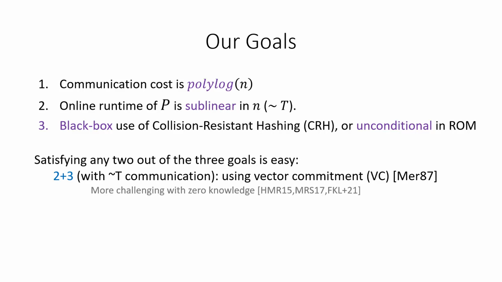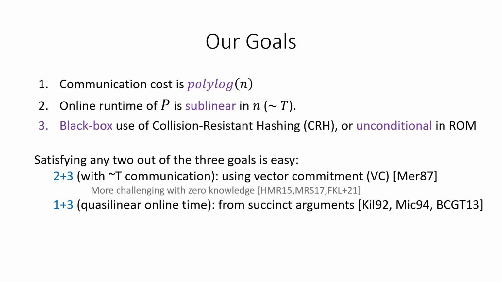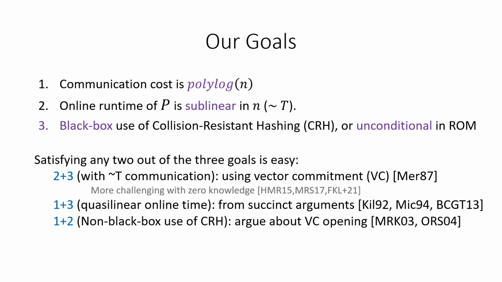And say we are okay, however, this question becomes non-challenging. It becomes very challenging if we have zero knowledge proofs, and this has been the focus of recent works in the literature. And say we are okay with the second constraint not being satisfied, that is, we have a prover whose online time is quasi-linear, and then we can use standard succinct arguments and we should be okay.